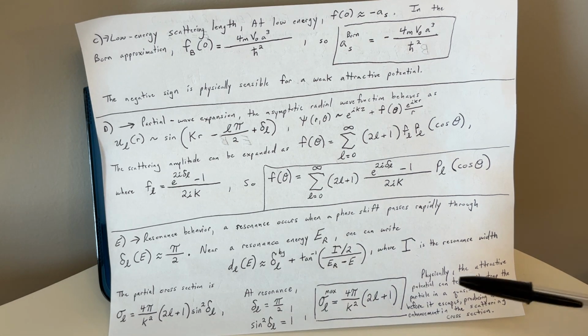And we could say physically, the attractive potential can temporarily trap the particle in a quasi-bound state before it escapes, producing a sharp enhancement in the scattering cross-section.